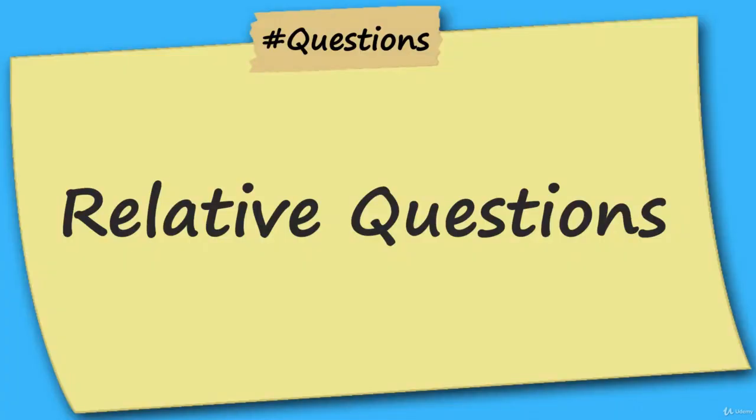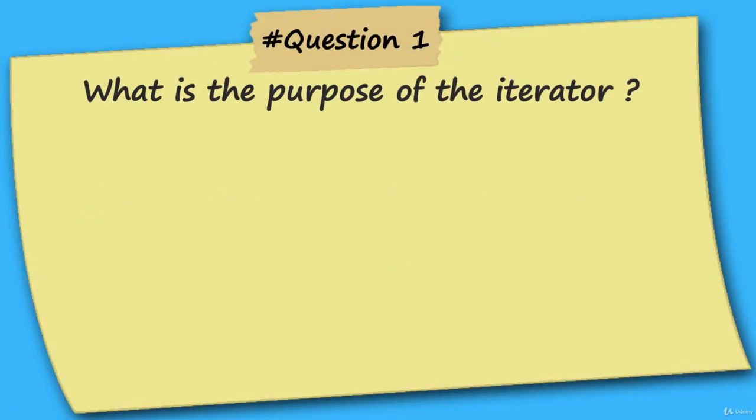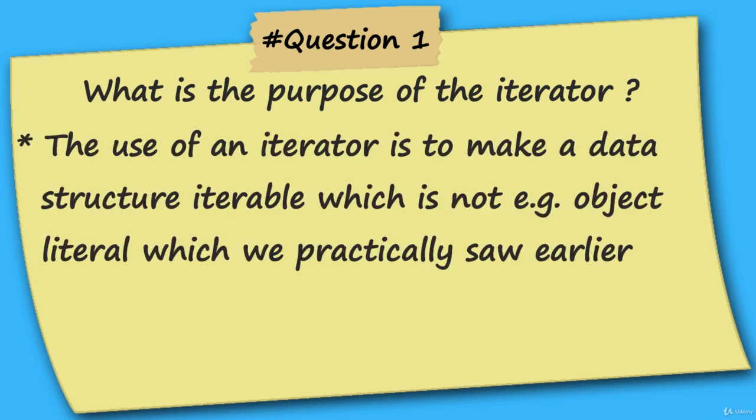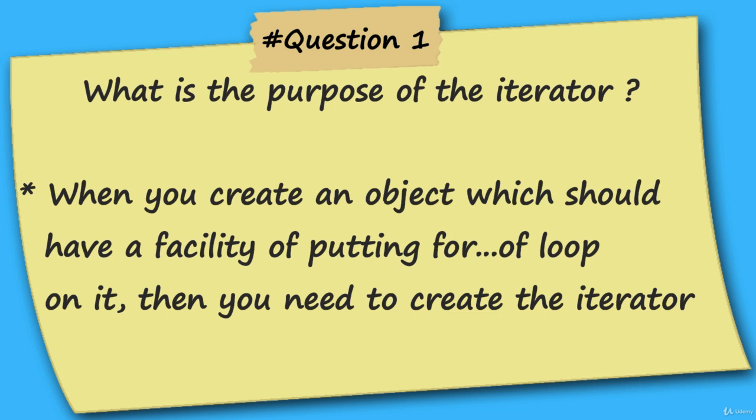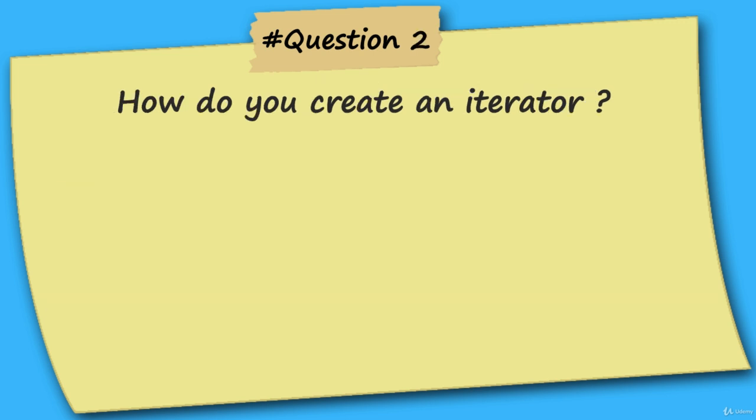Let's discuss related questions of this topic. The first question is, what is the purpose of an iterator? The use of an iterator is to make a data structure iterable which is not. Arrays, strings, maps or sets or other similar collections are already iterable. But when you create an object which should have the facility of putting a for of loop on it, then you need to create the iterator.